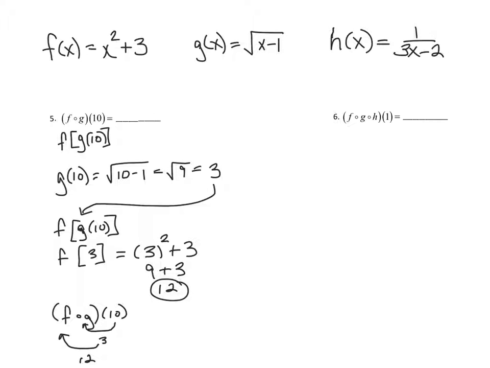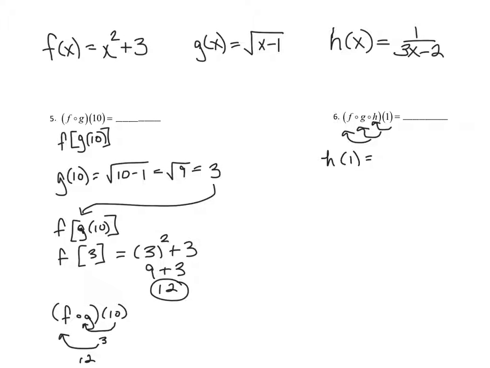So let's look at number 6. We have f of g of h, all with respect to the variable 1. So this is a composite function, and we work from the right back towards the left. So we basically are going to take 1 and plug it into h, then take that and plug it into g, and take it back and plug it into f. So let's start by finding h of 1.